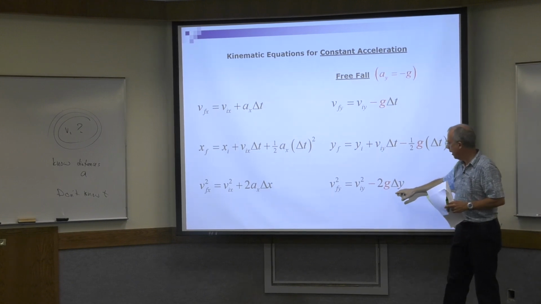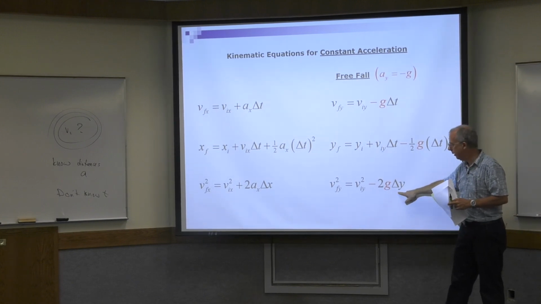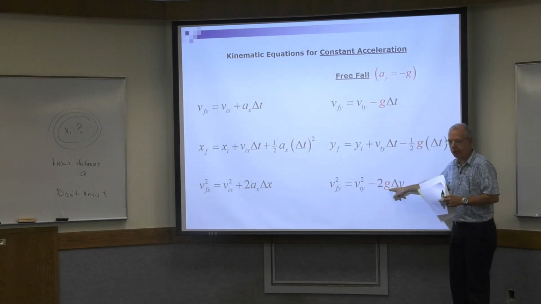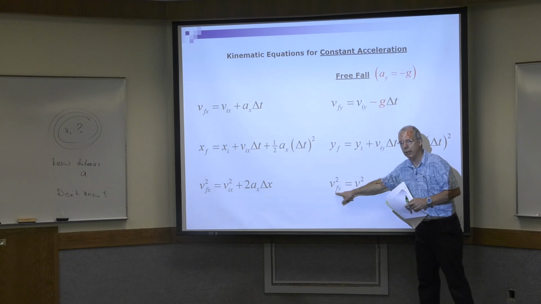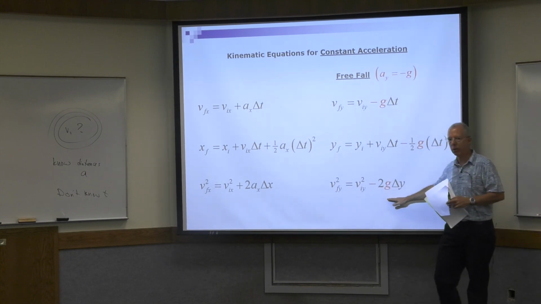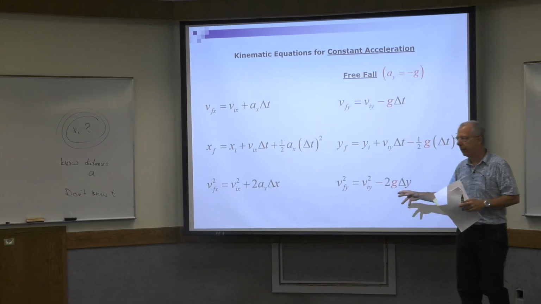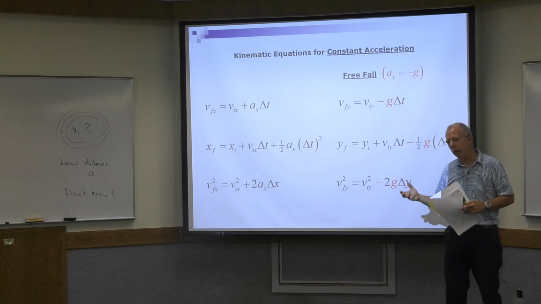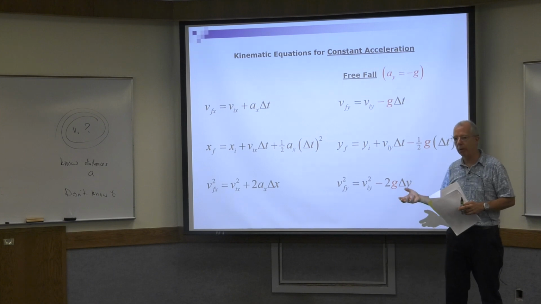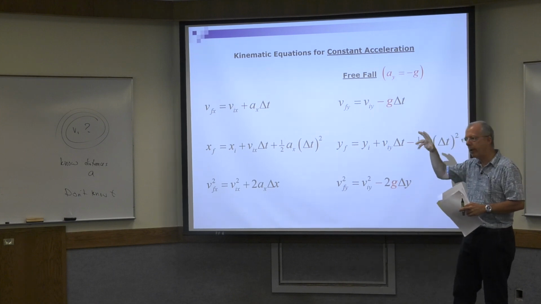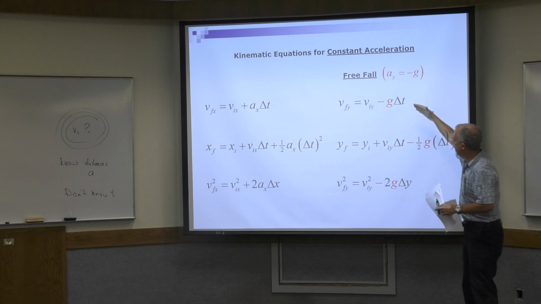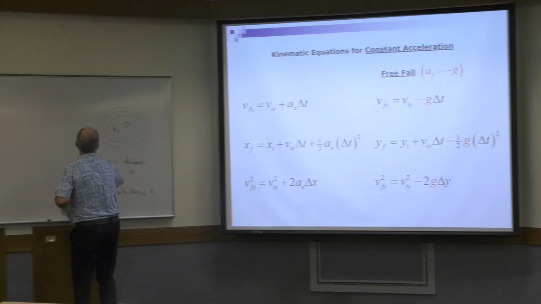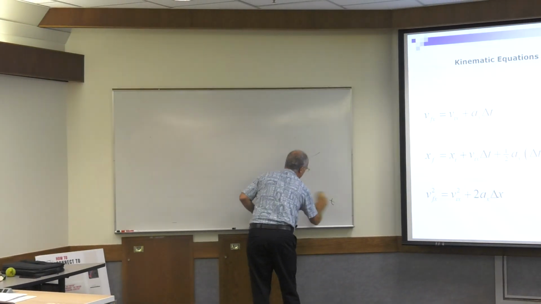Because look, I know delta y. I know the initial speed. I know g. This is the final speed. So this is the equation I'm going to use. That's what's so great about drawing your pictorial representation, because then you realize right away what you know and what you don't know. And knowing what you know and what you don't know leads you to choose the correct equation. Okay, so the correct equation is that last one.